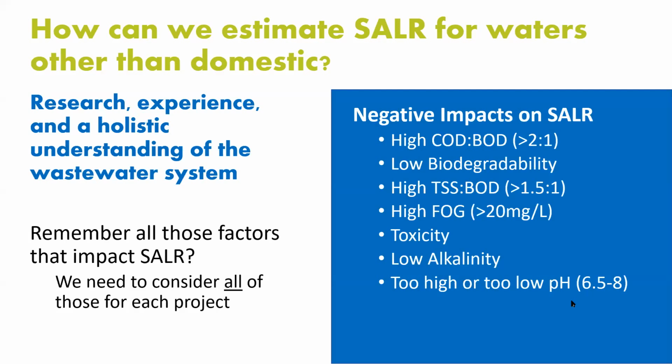We say 20 milligrams per liter is about the highest point. That's about on average. We can peak up to 30 milligrams per liter and still be okay. But once you get a lot of fats, oils, and greases in any biological system, you're going to start hindering the kinetics. You're going to start hindering the treatment. So you're going to have a lower loading rate. Any toxicity, low alkalinity, or pH imbalances are also going to lower the loading rate that your system is able to handle.